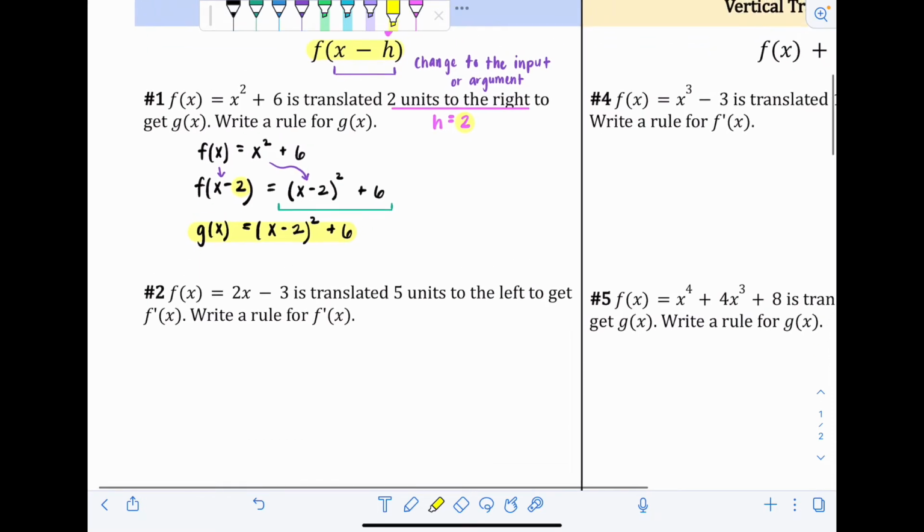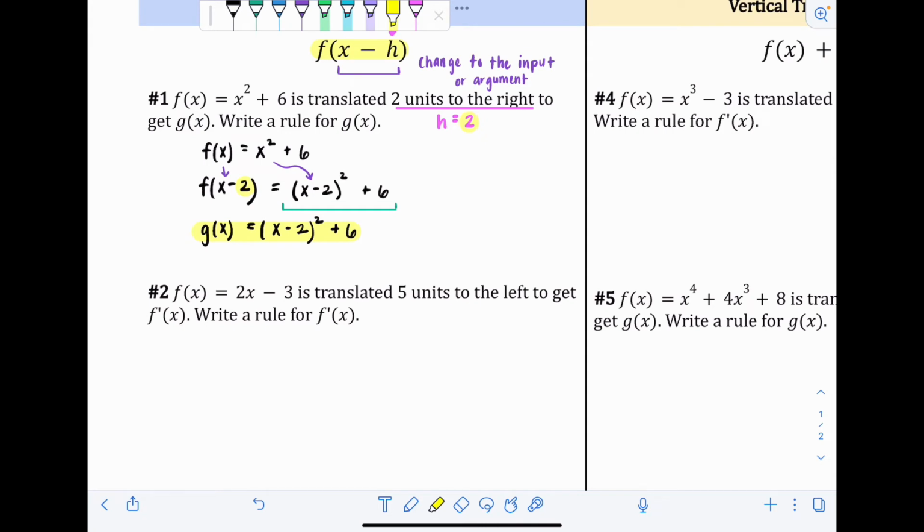Okay, so number 2. f of x equals 2x minus 3 is translated 5 units to the left to get f prime of x. Write a rule for f prime of x. It means the same thing as changing the name completely, just another way of writing a transformed function. So 5 units to the left. If we're going 5 to the left, that would mean that h is negative 5, since left is the negative direction. I'm going to treat this the same way.